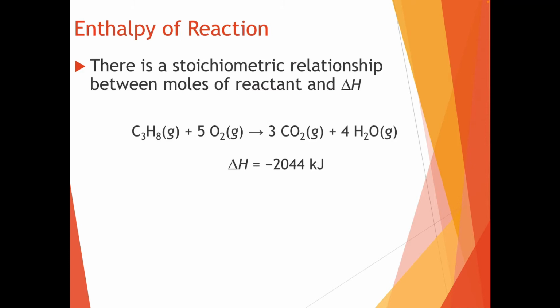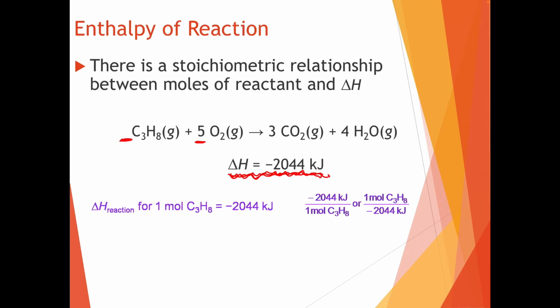There is a stoichiometric relationship between moles of a reactant and our delta H value, our change in enthalpy. So this change in enthalpy here goes for 1 mole of propane. When we burn 1 mole of propane, it will release this amount of energy. When 5 moles of oxygen are used up in this reaction, you give off this amount of energy. When 3 moles of carbon dioxide are produced in this reaction, it will give this amount of energy. So this is all stoichiometric.